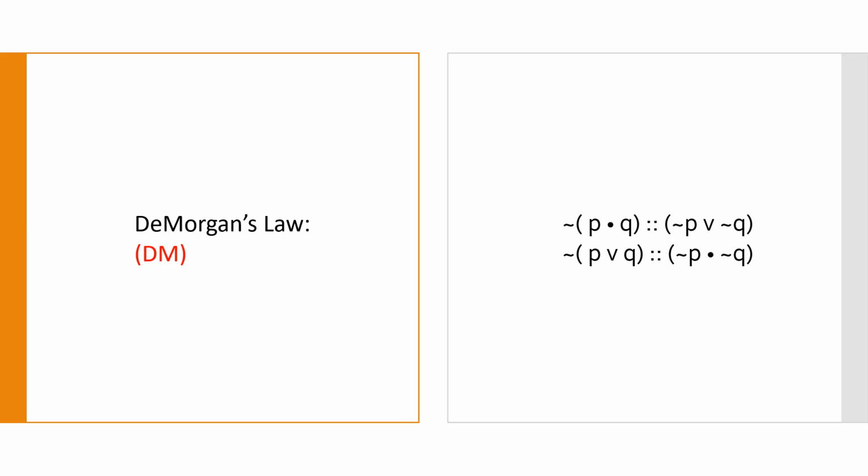Now, if we want to state this formally, it's going to look like this. If I have the statement, it is not the case that P and Q are true, this is logically the equivalent of it is not P or it is not Q, and vice versa. So if I have the statement, it is not P or it is not Q, this is the same thing as saying it is not the case that it is P and Q.